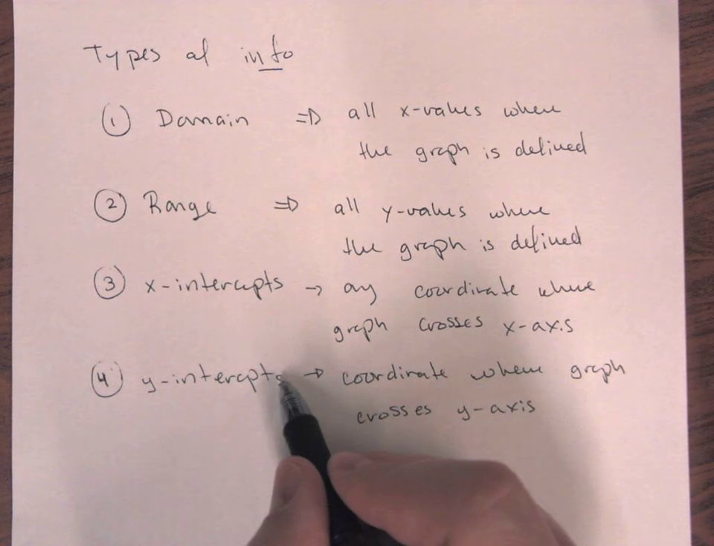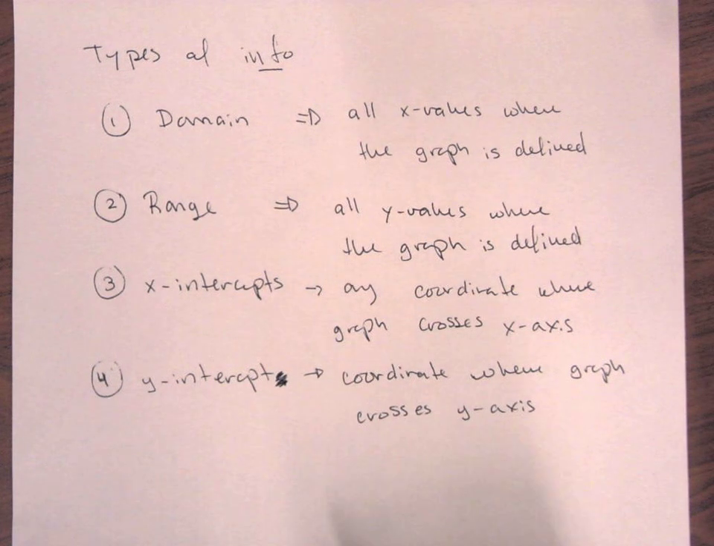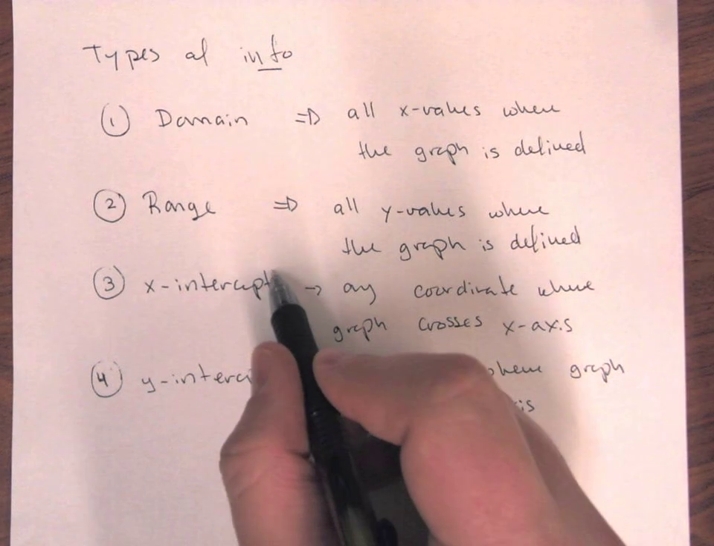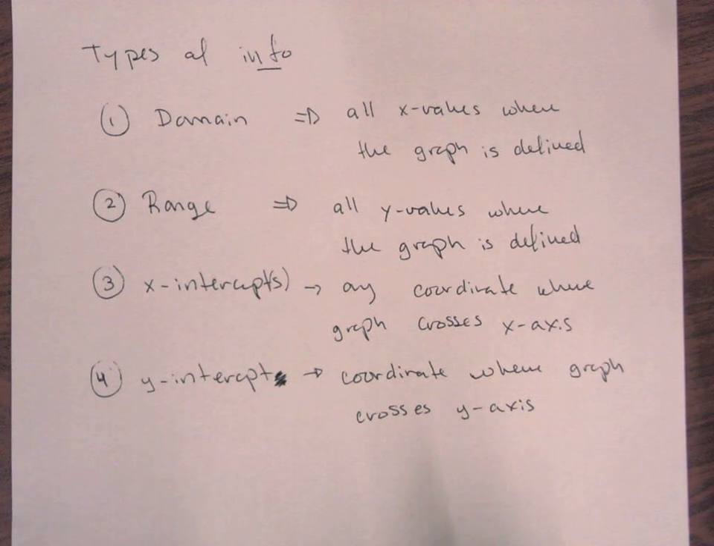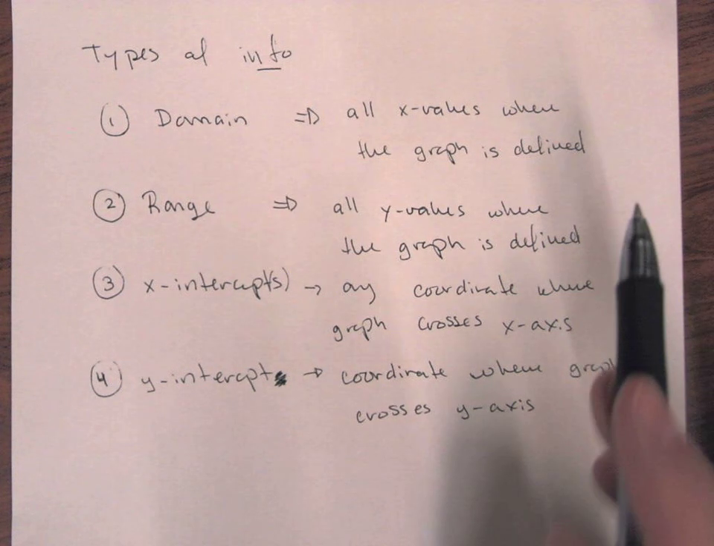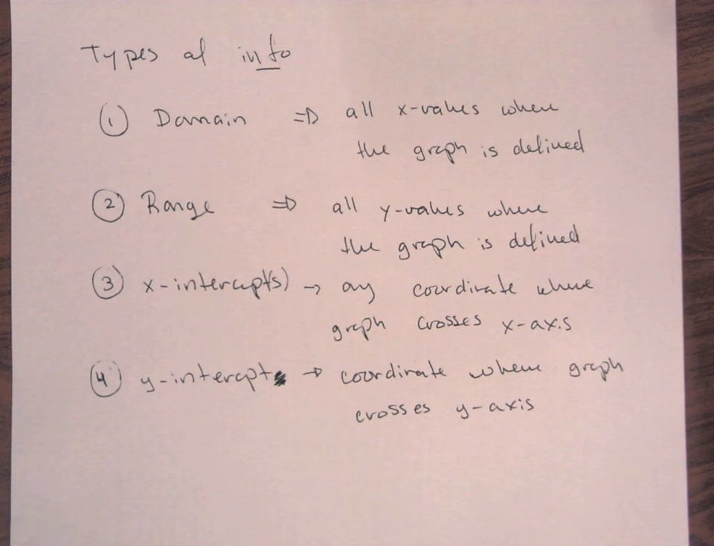So one thing that's unique is x-intercepts, you can have more than one. I miswrote this, let me erase this, right? Y-intercept is only one. So x-intercept, you could have more than one. You could have none of them if your graph is always up high in the positives and is above the axis.